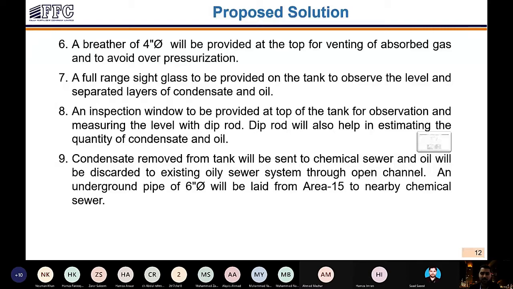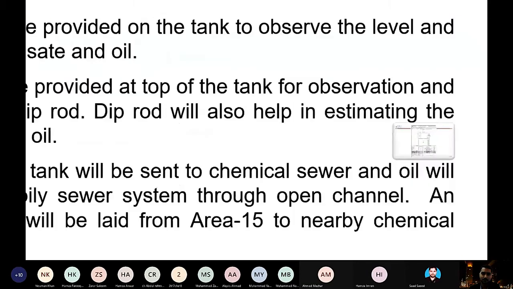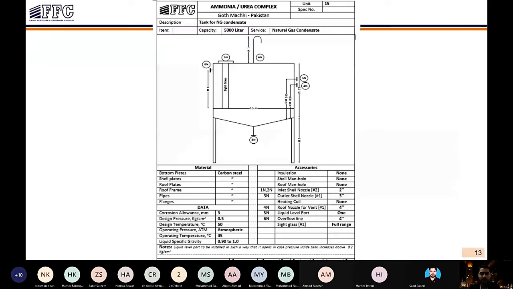Condensate removed from the tank will be sent to the chemical sewer, and oil will be discarded to the existing oily sewer through an open channel. An underground piping of 6-inch will be laid from area 15 to the nearby chemical sewer. This was the drawing for this tank, with these dimensions: the diameter would be 2.5 meter, and the elevation would be around 1 meter, provided with a breather and with the inlet and outlet nozzles. This will be the side glass. This nozzle 3N would be used as an outlet nozzle for the oil and the condensate.